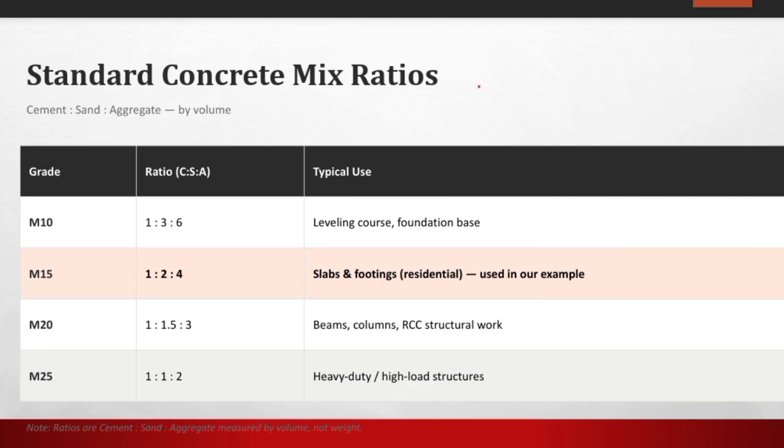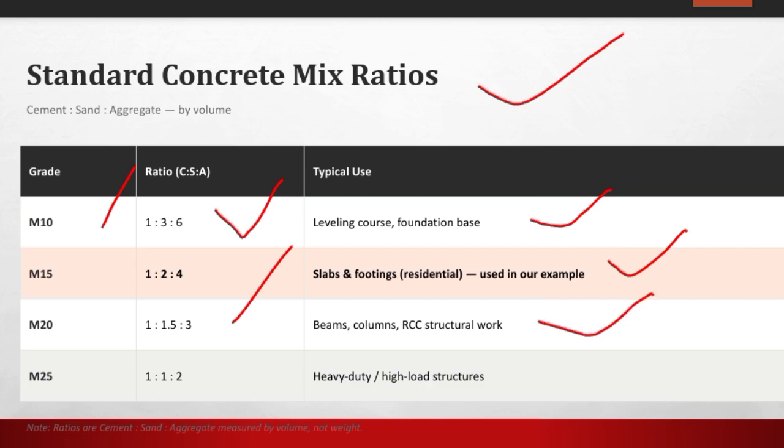Standard concrete mix ratios commonly used. The first is M10, 1:3:6 ratio, used for leveling course and foundation base. The second is M15, 1:2:4, the most common use for slab, footing, and residential. The third is M20, that is 1:1.5:3 ratio, for beam, column, and RCC structure. The fourth is M25, 1:1:2, used for heavy structures and high load structures.